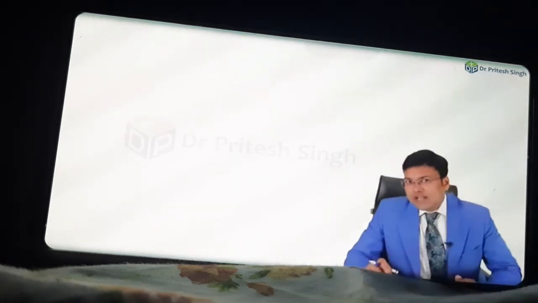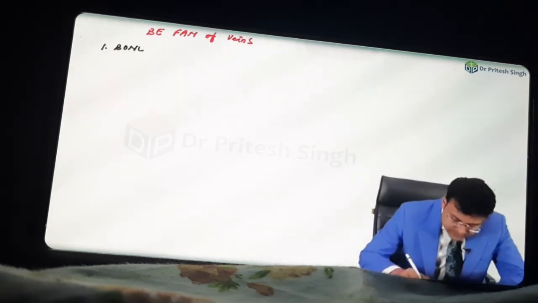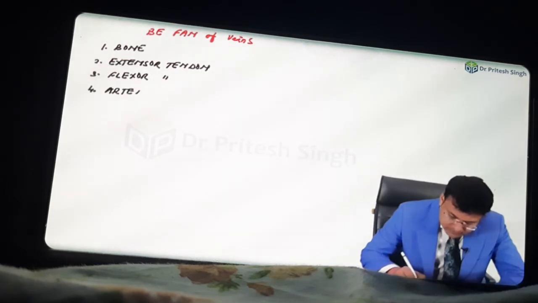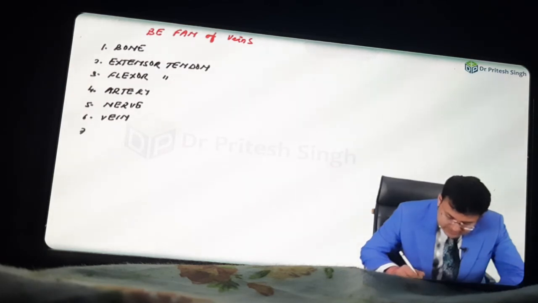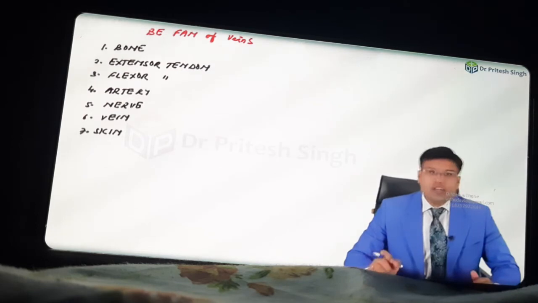After that, in trauma, questions are asked: if a patient has a musculoskeletal injury, what is the sequence of repair of various structures? How do you remember it? There is a mnemonic: B, fan of veins. The sequence of repair: first, bone; second, extensor tendon; third, flexor tendon; fourth, artery; fifth, nerve; sixth, vein; and last is skin. This is the sequence of repair of various structures in musculoskeletal injury. So these are the important topics related to trauma.